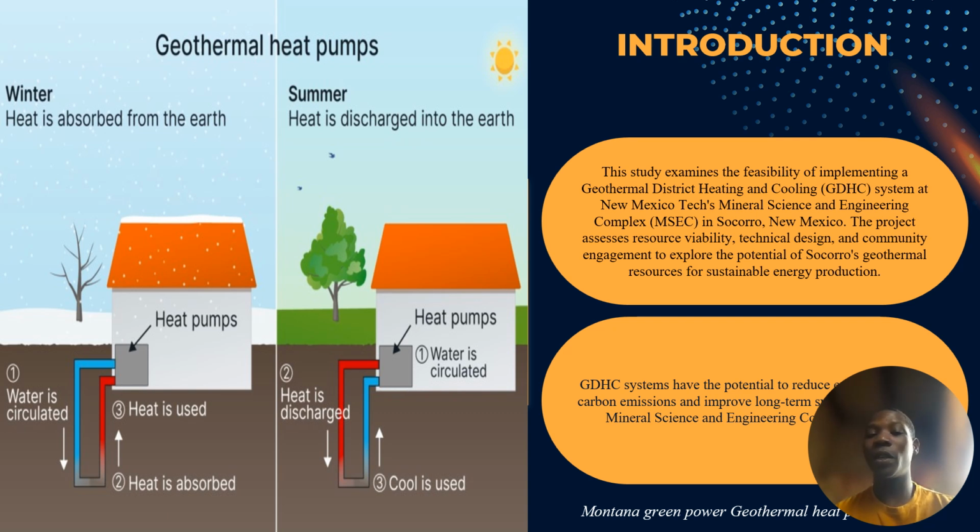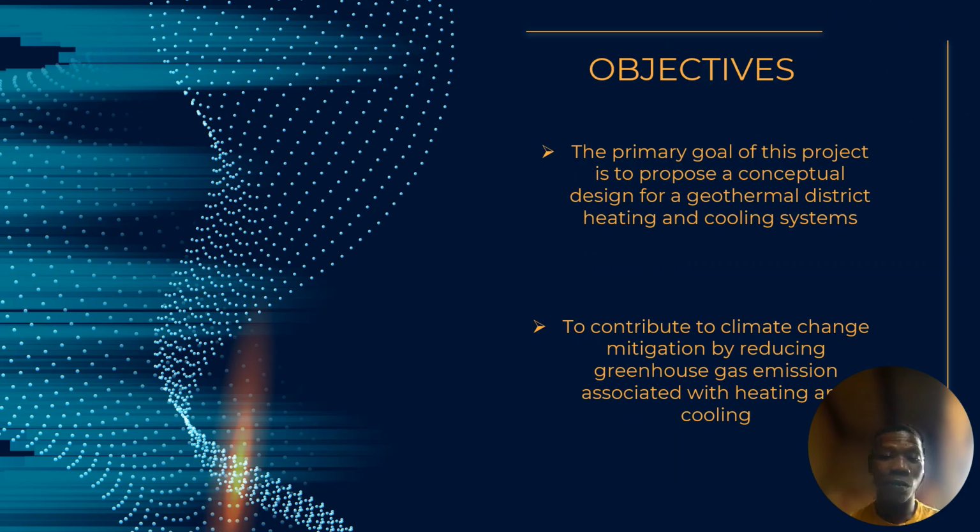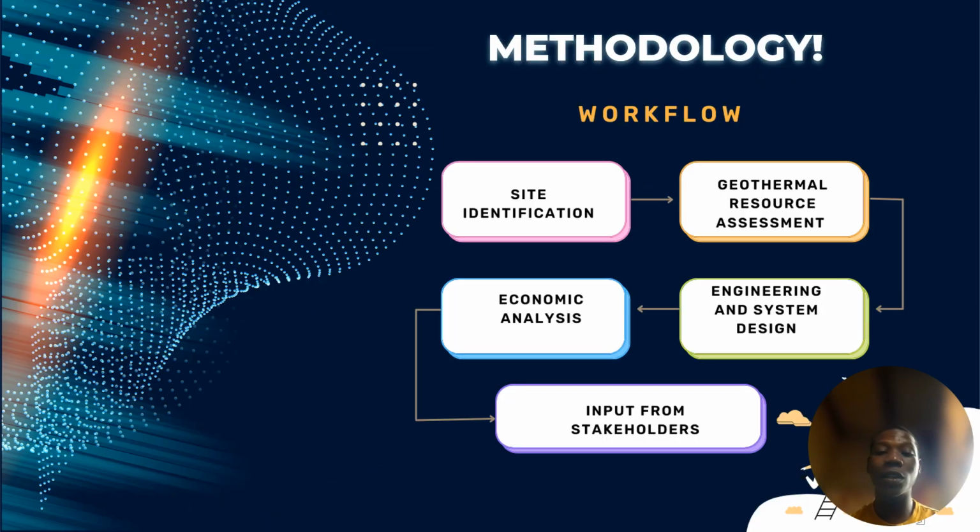So what are our objectives? Our goal is to use this system in our existing building, called the Mineral Science Engineering Complex at New Mexico Tech. The goal is to reduce the cost of purchasing power supply for heating and cooling and also reduce carbon emissions. The primary objective is to propose a design for a geothermal heating and cooling system, and also, as I said, to contribute to reducing greenhouse gas.